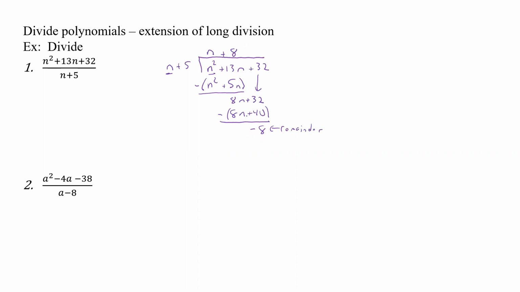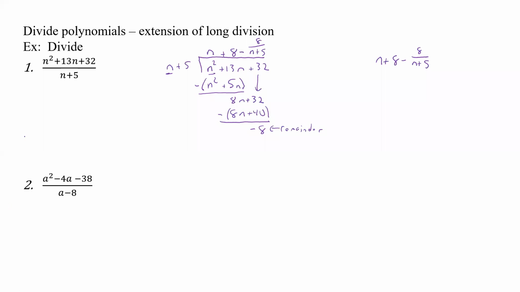So what we have is a minus 8, so we're going to say minus 8 over our divisor, which was n plus 5. And so that whole thing up there is going to be our quotient. So if we write it out by itself, we have n plus 8 minus 8 over n plus 5. So that would be our answer for the trinomial divided by the binomial.